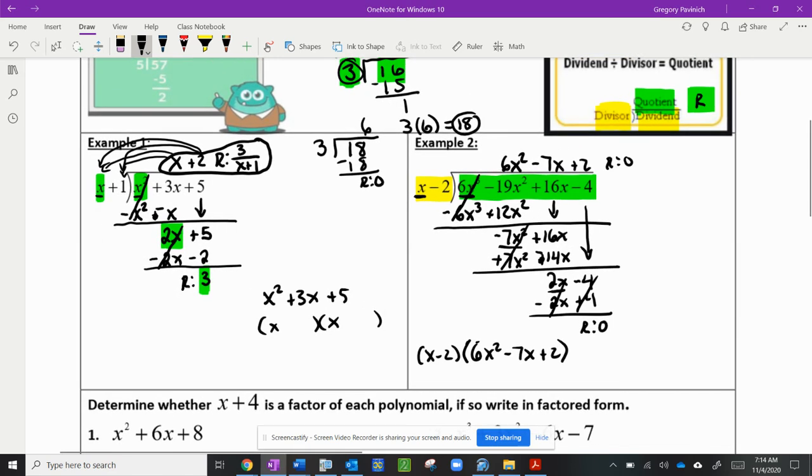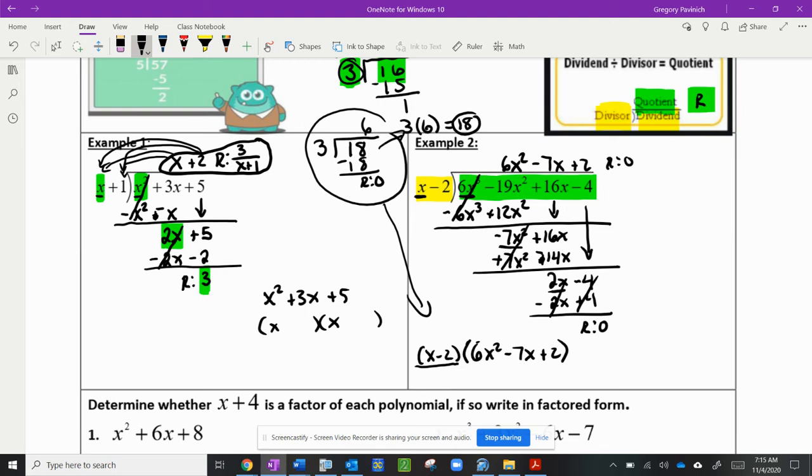Just like I did up here when I found my 0 remainder, right? So I know 18 is divisible by 3, and 6 times 3 is 18 with a 0 remainder. So then I can say that 6 and 3 multiply exactly to get 18. Just like here, I can say, because I had a 0 remainder, x minus 2 times the quotient, my answer that I got, 6x squared minus 7x plus 2, those multiply back to get what I initially divided into the dividend, which was 6x cubed minus 19x squared plus 16x minus 4.